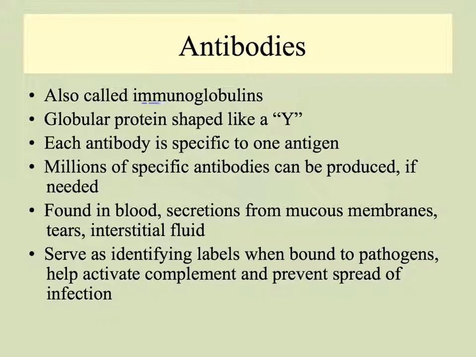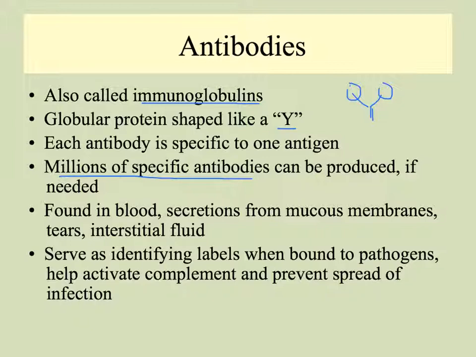Antibodies are the immunoglobulins, or the globulin proteins that we heard about when we were talking about the proteins present in the blood. They are globular proteins shaped like a Y, and the two ends at the top of the Y are where the antigen can bind. So we can clump things together, because each one of these Ys can connect to an antigen. Each antibody is specific to one particular antigen, which means our bodies could make millions of different kinds of antibodies if necessary. There's a great variety that is possible.